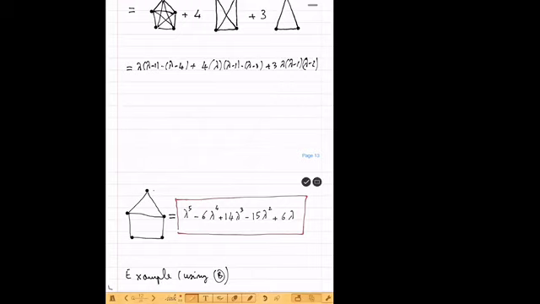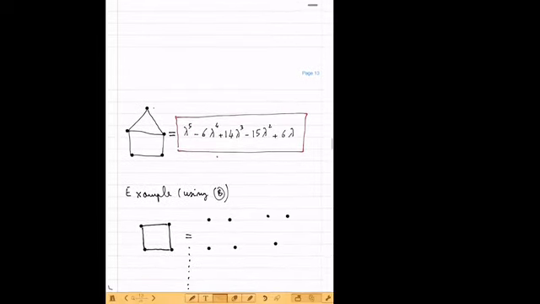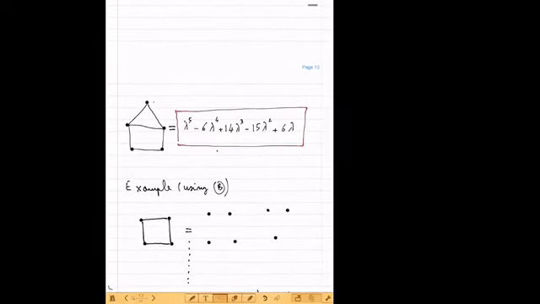Now, if we apply the fundamental equation in form B, let's apply it to a smaller or simpler graph, otherwise the computation gets long. So I will have this, and then minus this.